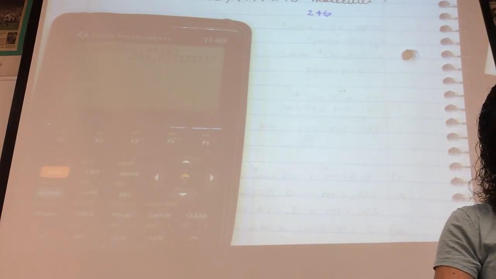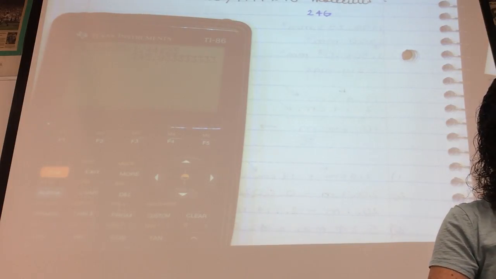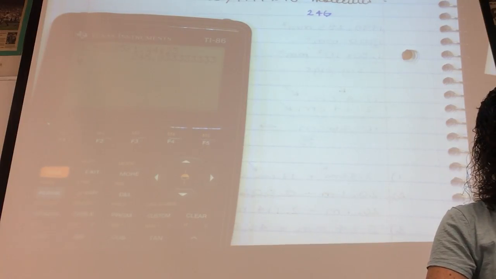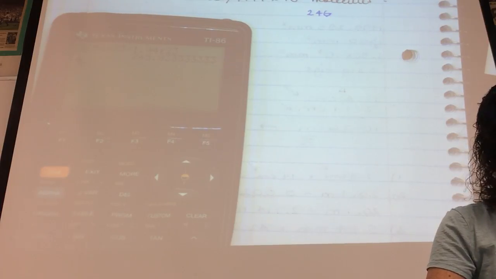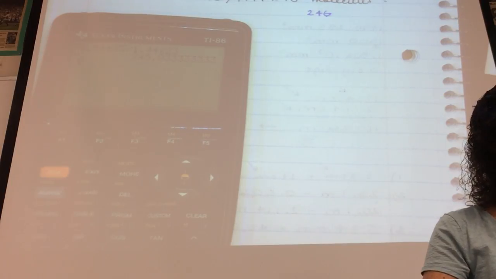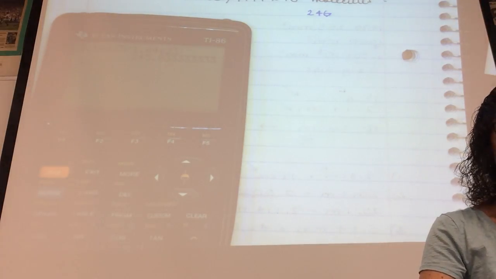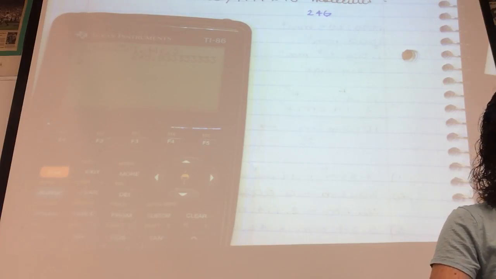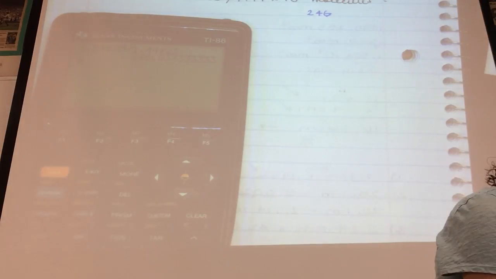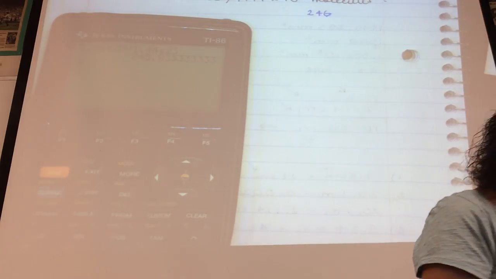What's 3 divided by 3? 1. What's x divided by x? 1. What's centimeter over centimeter? 1. What's molecule over molecule? 1. So there is no unit, it cancels. And in one of our upcoming labs, you'll see that there is no unit for something you're going to be looking for. So it's a good little lesson there.